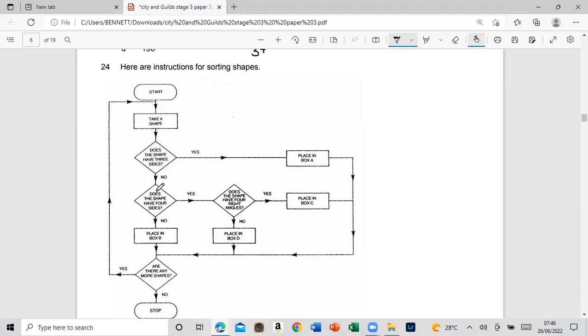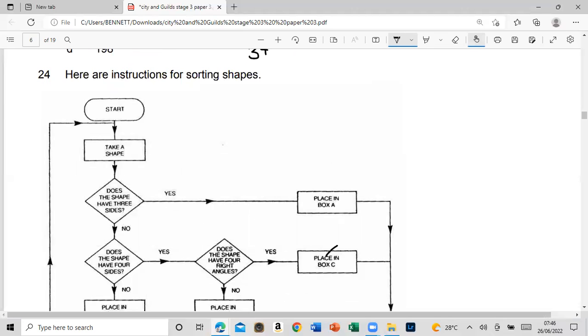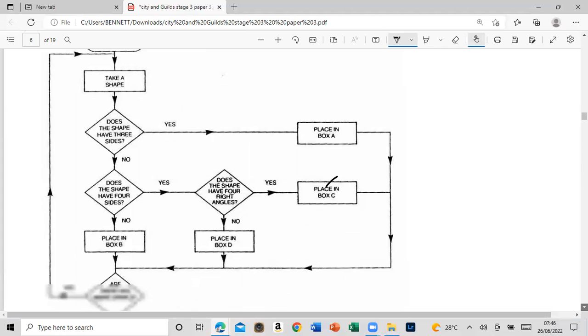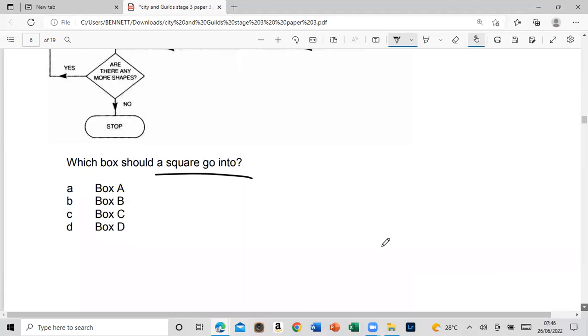All right, so we continue. Does the shape have 4 sides? Yes. So we go right. That's a 4-sided shape. Does the shape have 4 right angles? Yes, it does have 4 right angles. Place it in box C. So this will be our answer. Let me just bring it up so people can see that. So see that, guys? Only the start. You can check it out for yourself. So that will be box C.